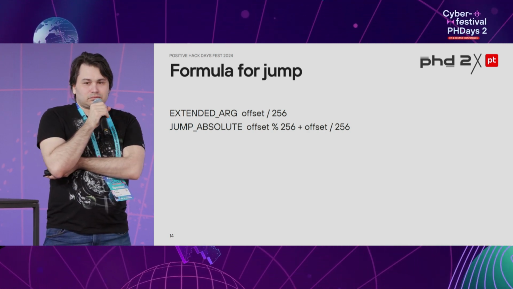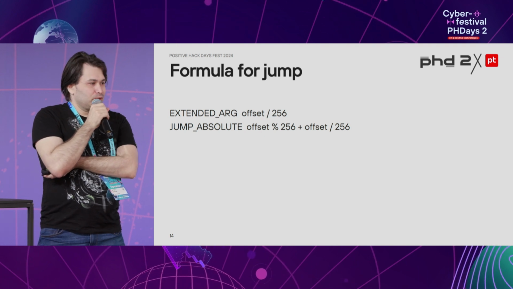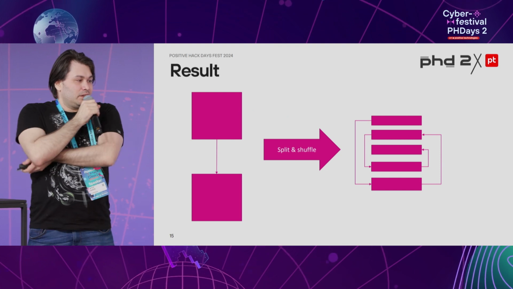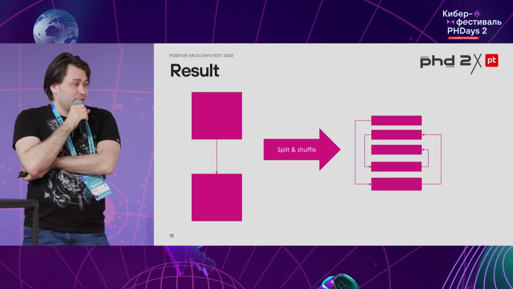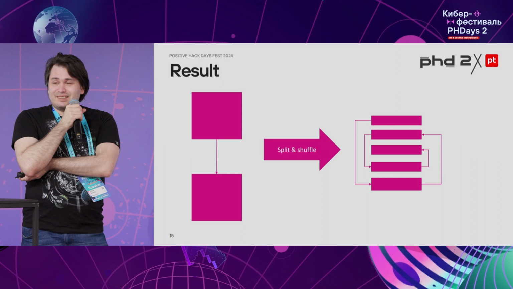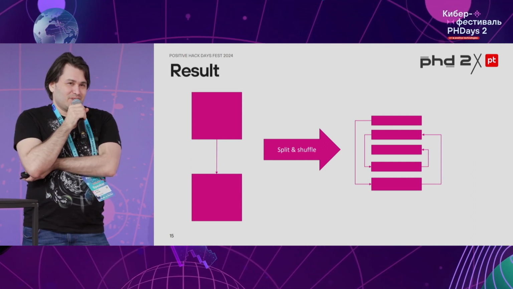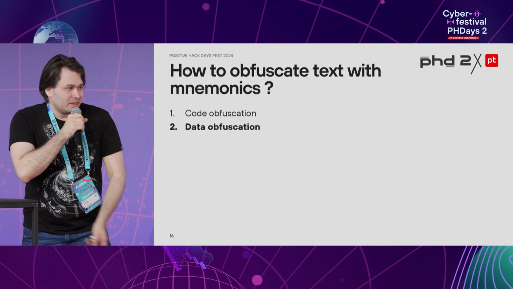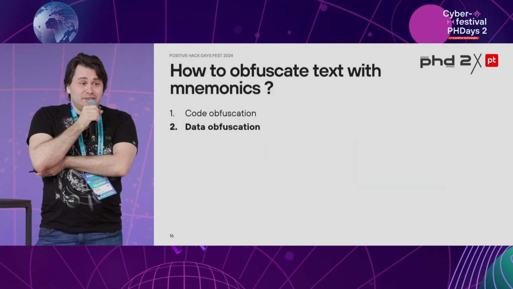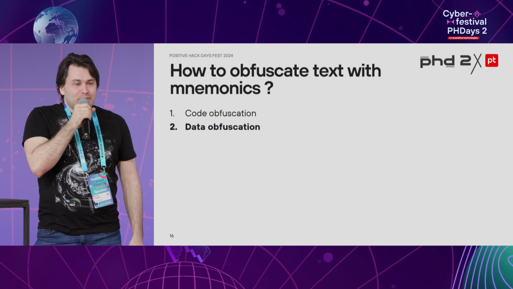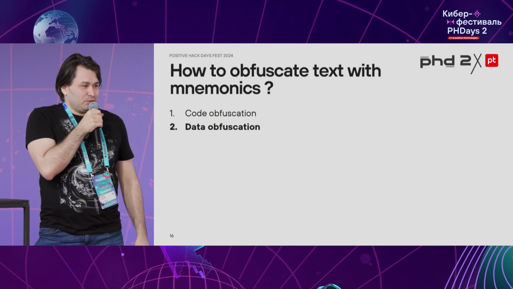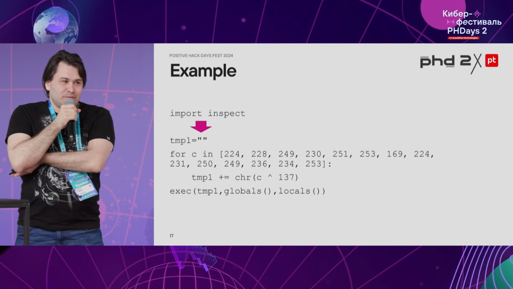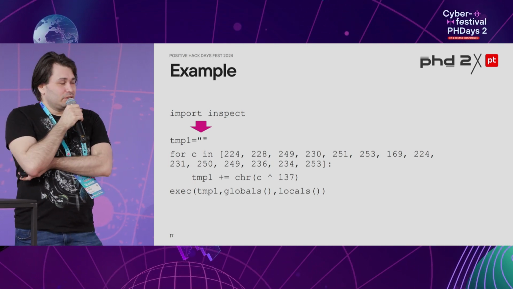The offsets for the jumps, as it turns out, should be computed differently than it seemed. So this is my means of obfuscation. With this means of obfuscation, now we can manage the data obfuscation. So if you learned how to obfuscate the code, it is easier to obfuscate data.